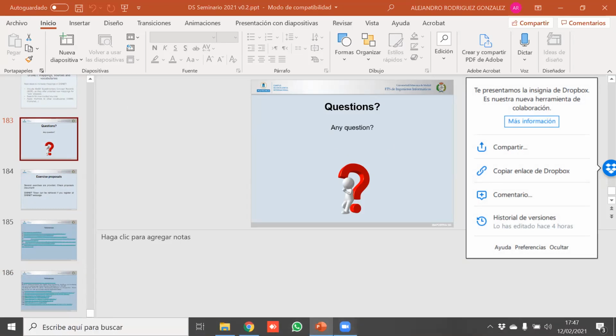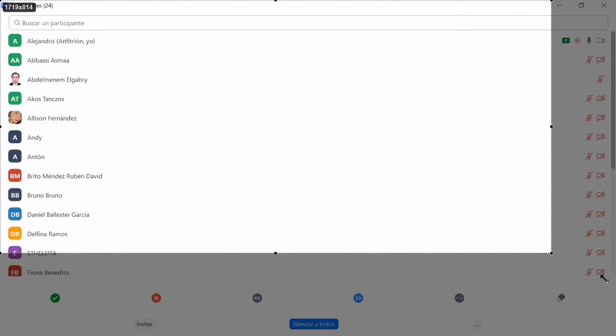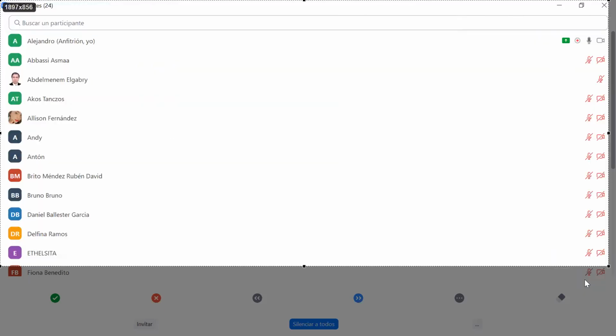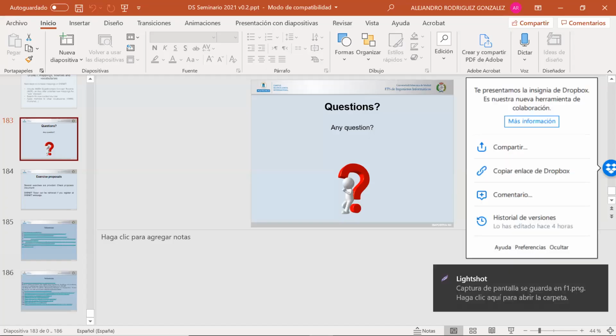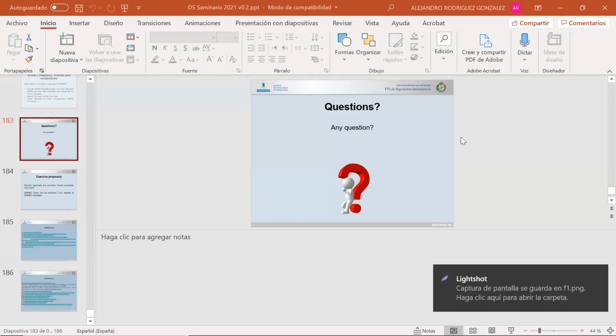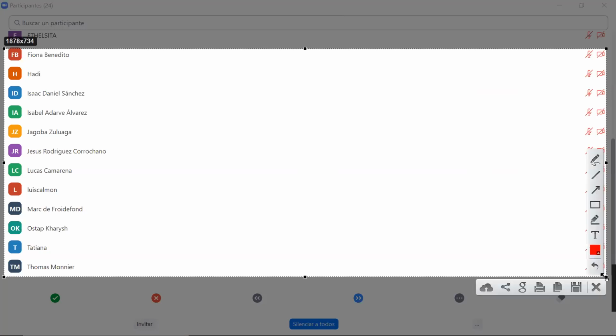By the way, let me take a screenshot of the participants because Javier told me that I need to have the list of the participants. Let me do it very quick. F1 until here. From Fiona until Thomas, F2. In the meantime, any question?